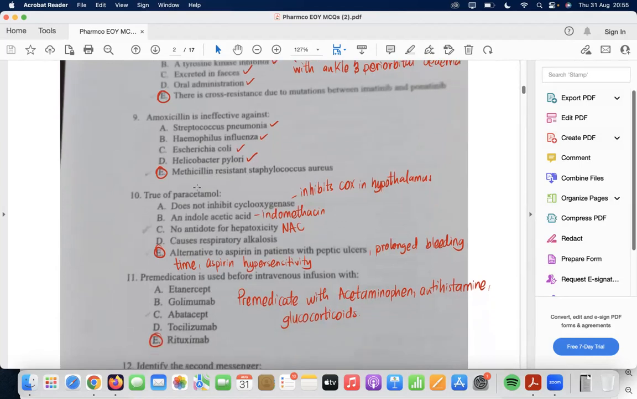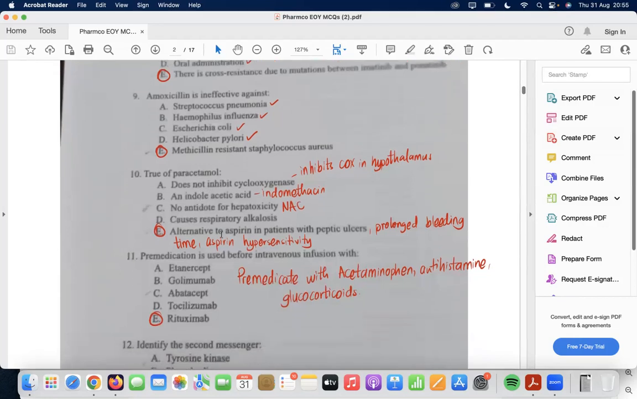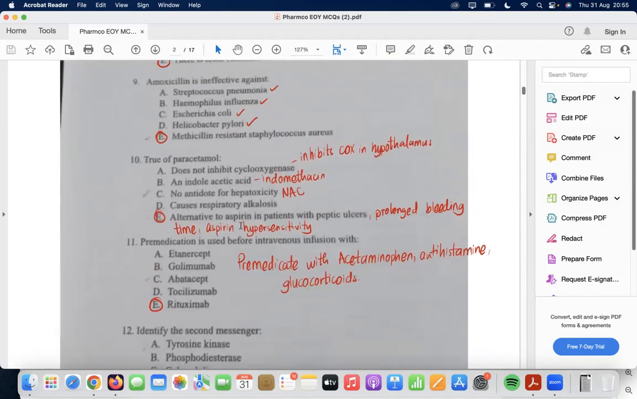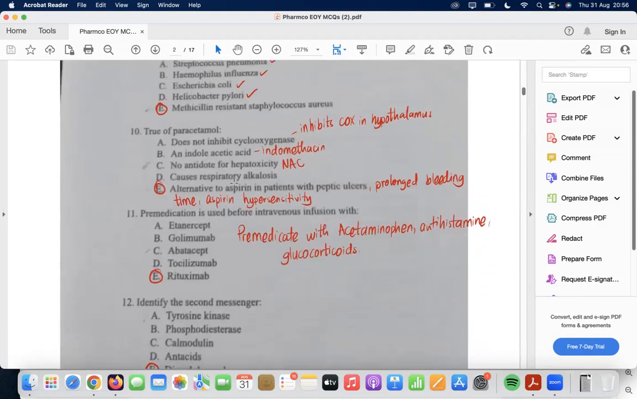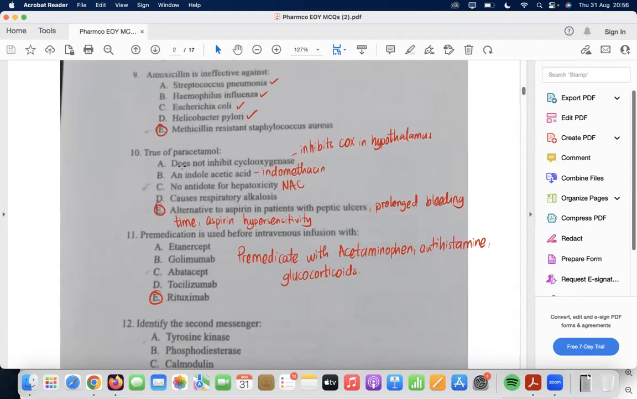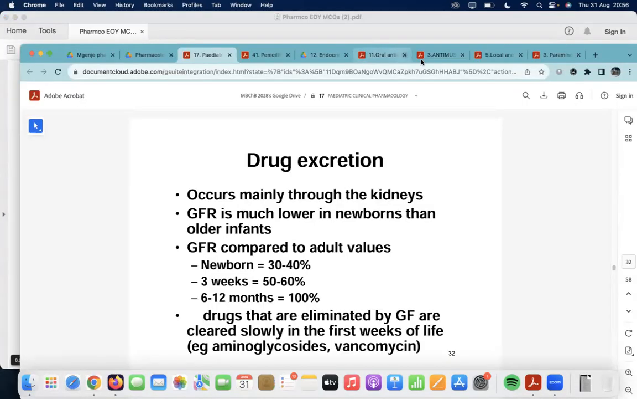So number 10. I think we can finish this page, then we can call it a night. Yeah, so true of paracetamol. Does not inhibit COX, cyclooxygenase. So yes, we said it inhibits COX in the hypothalamus, if you guys remember. It's an indole acetic acid. No, it's an indomethacin. I think we can just go to that slide.